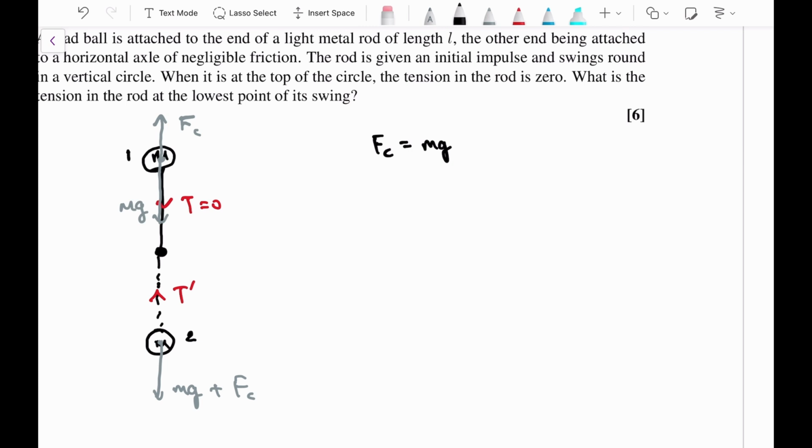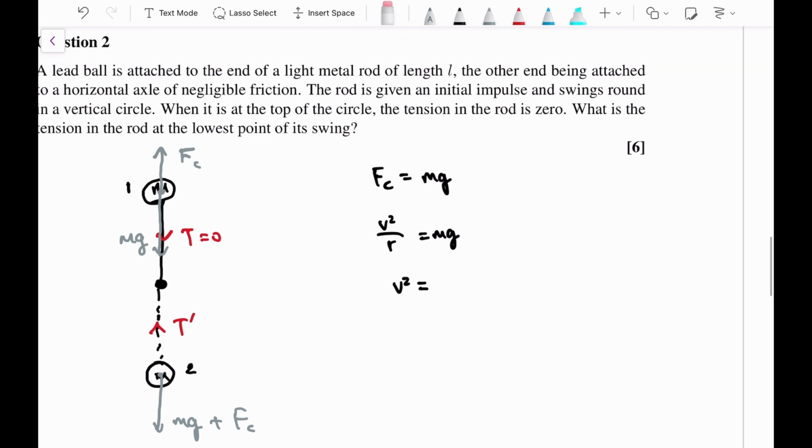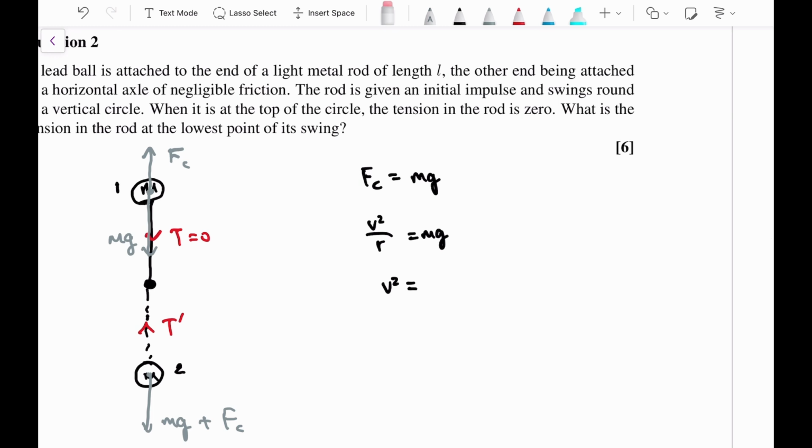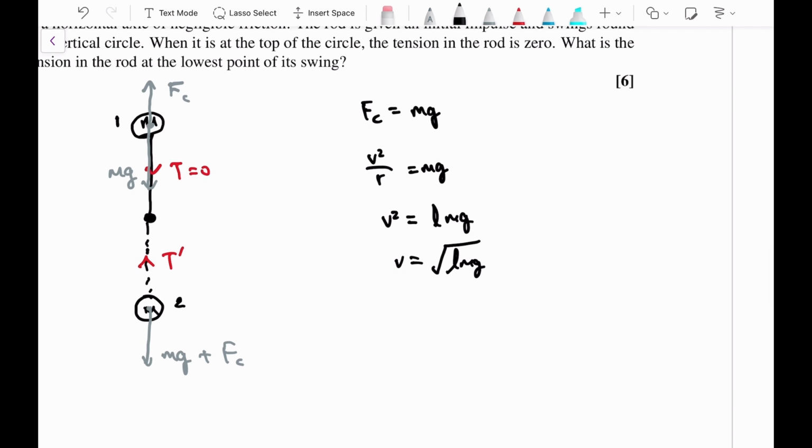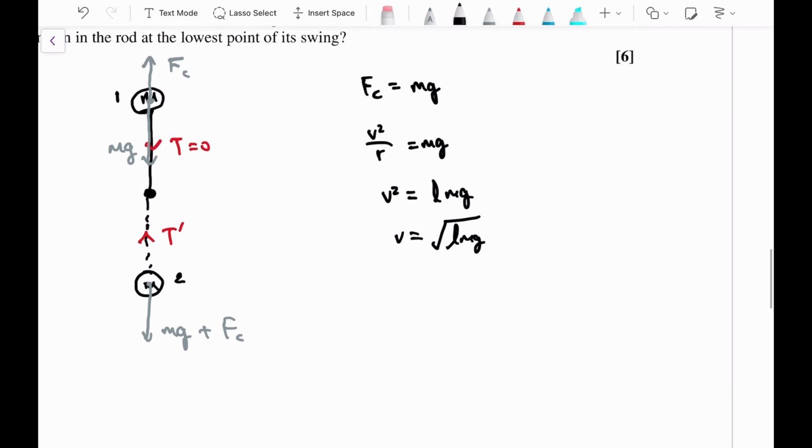Now, what is Fc? Fc, we can say it's mv squared over r is equal to mg. Now, what we want is to calculate v squared. Now, r is the length of the light metal rod, which is of length L. So let's say it's L, and so v squared is equal to Lg, so v is the square root of Lg. Now, then we can utilize the conservation of energy.